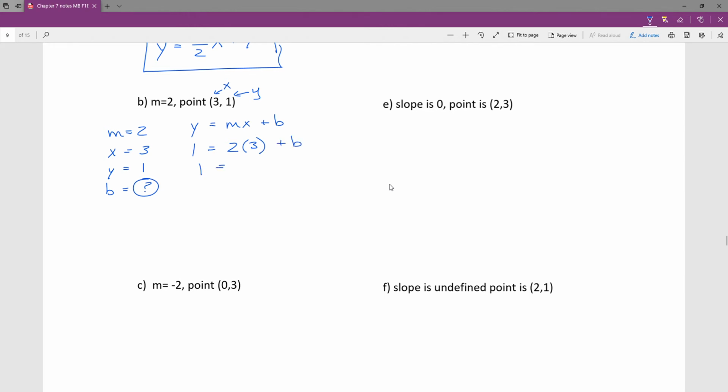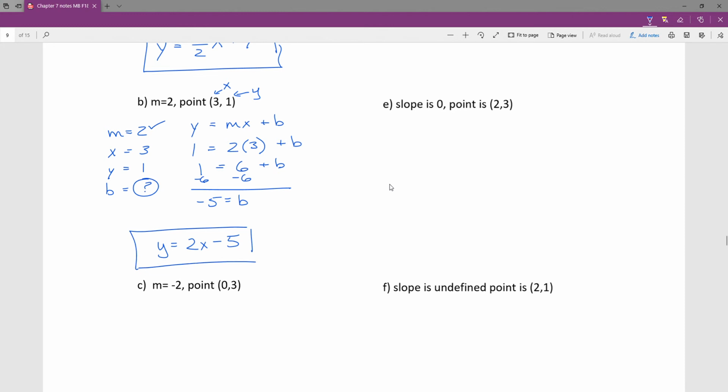I'd have 1 equaling 6 plus b. Solving for b, I'd subtract 6 from both sides, so I'd get -5 equals b. And with that b piece of information, we already had the m, I can write the equation of my line. Y would equal 2x minus 5.